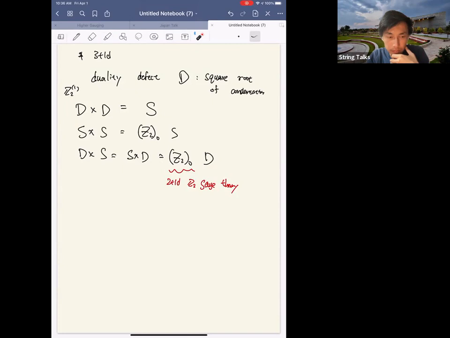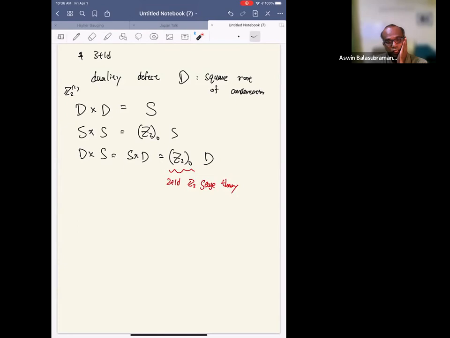I have a question. Yes. So in general, for example, for gauge theories there is a one-form symmetry associated to the center of the gauge group. Right. Now, for what values of p is that p-gaugeable?